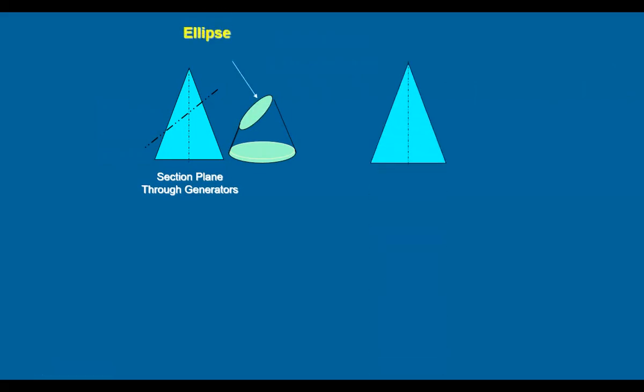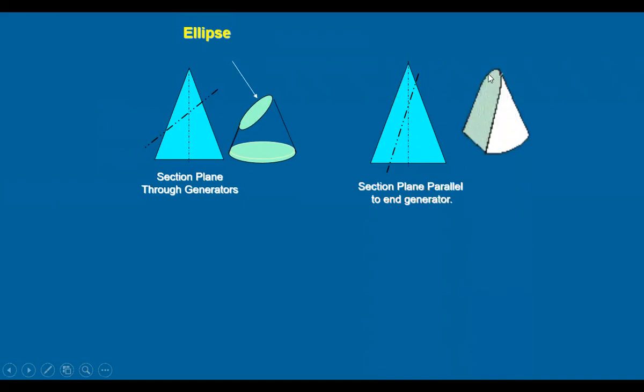Suppose you take the same cone and cut with a section plane, that is, take a knife and cut parallel to one of the end generators, and you get a shape like this. It's an open curve, whereas in the previous case it was a closed curve. We call this shape a parabola.